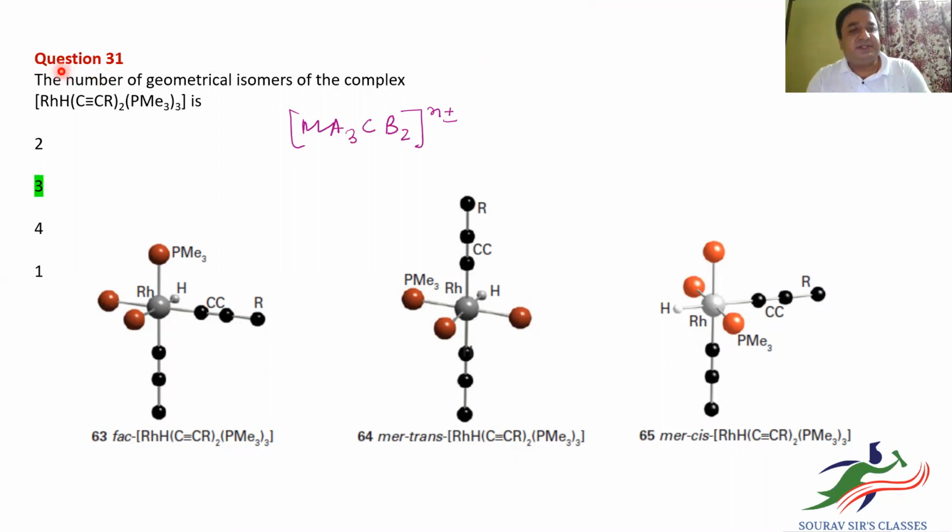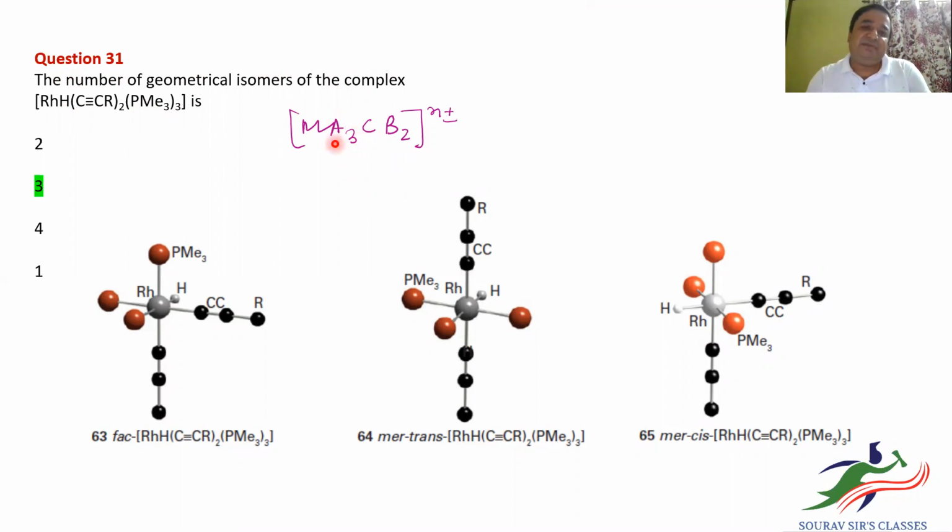Here the question is 31. Number of geometrical isomers of the complex RhC triple bond CR2 PMe3 whole thrice is. It is better to write this complex in a simpler notation, that is MA3CB2. Now it becomes easier to imagine. This is like counting of GI in coordination chemistry.